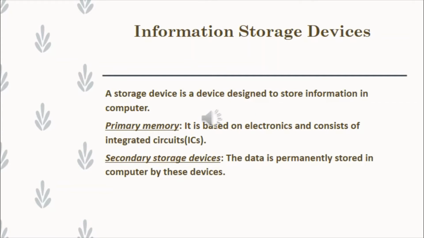First of all, what is primary memory? It is based on electronics and consists of integrated circuits consisting of two parts, RAM and ROM. RAM is random access memory in which you can store data temporarily, and when the computer is switched off, the data vanishes. Second is ROM, read-only memory, in which you can store the data permanently.